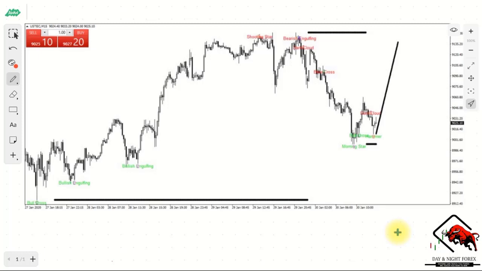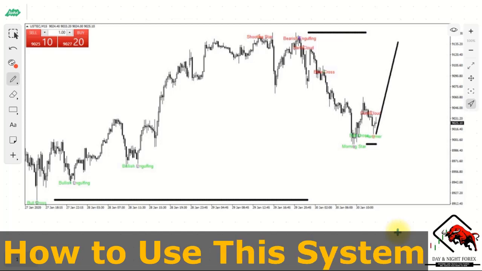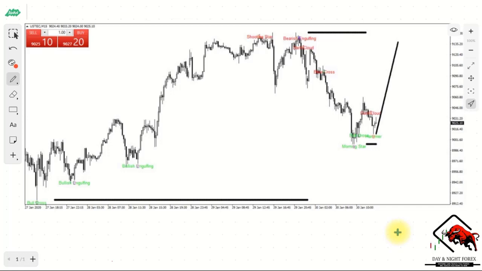Okay, so in the previous lesson, I've shown you how to set up the system. So now the question is, how do you actually make use of it to receive confirmations and help you out in your analyzing? So let's get straight into that.